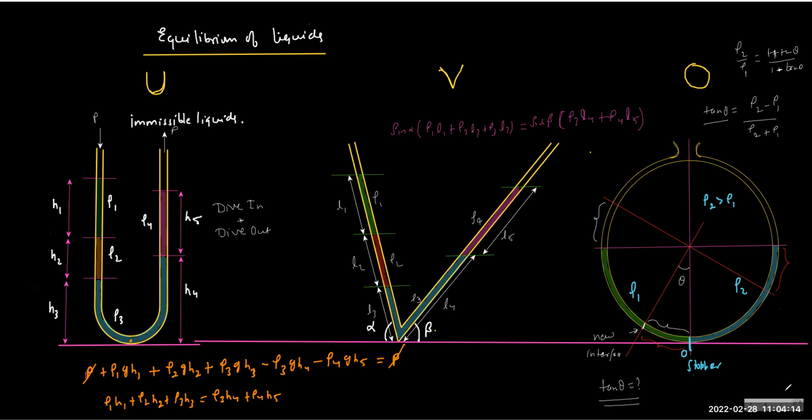So this is the tube problem, and this concept, this dive in and dive out method, can be employed for accelerating tubes as well. Once you know how to write the pressure in accelerating and rotating tubes, you can do that as well. So let's do some more interesting questions from the same equilibrium, which is very interesting. So let me draw an equilateral triangle.